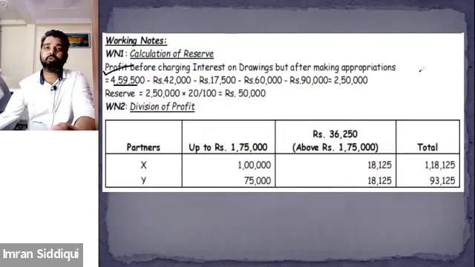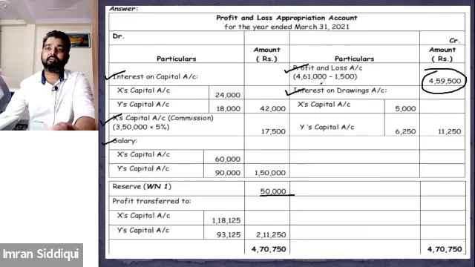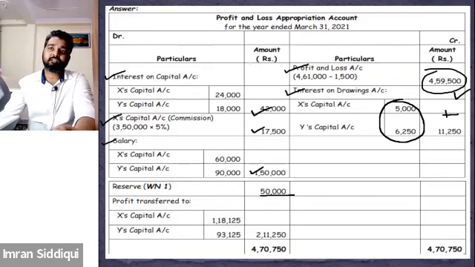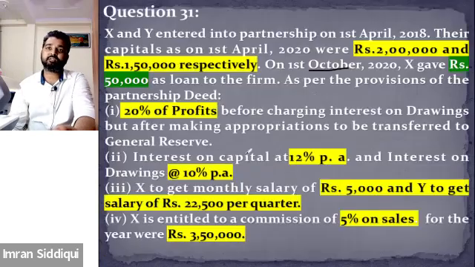So out of this, we need to subtract all the expenses: 42,000, 17,500, 60,000, and 90,000. See, we have subtracted all the expenses, but without taking into consideration the interest on drawing. That means we are not required to add this interest on capital in this profit, but we will subtract all the expenses. This is what the question was saying.